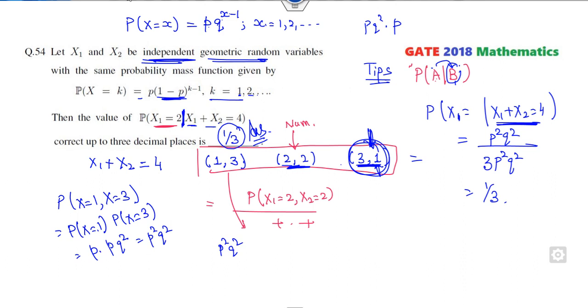If somebody asks you to find X1 is equal to 4, then how can you solve that? Firstly find the cases. There are 3 cases. Is there any case with X1 equal to 4? No. So the numerator will be 0, and the denominator is 3 p squared q squared. The right answer will be 0. That's the way you can solve it in a very simple manner.